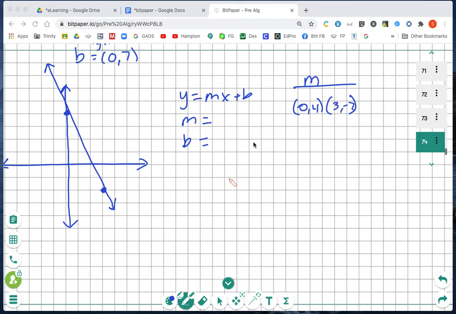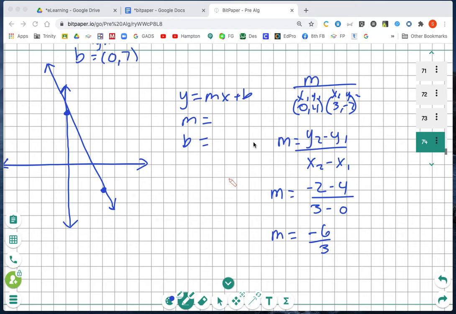x1, y1, x2, y2. M equals y2 minus y1 over x2 minus x1. M equals negative 2 minus 4 over 3 minus 0. M equals negative 6 over 3. M equals negative 2 over 1. So now I have my slope of negative 2 over 1.